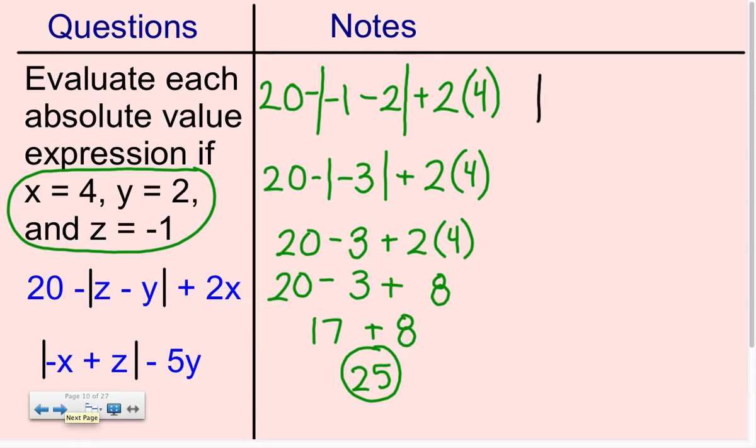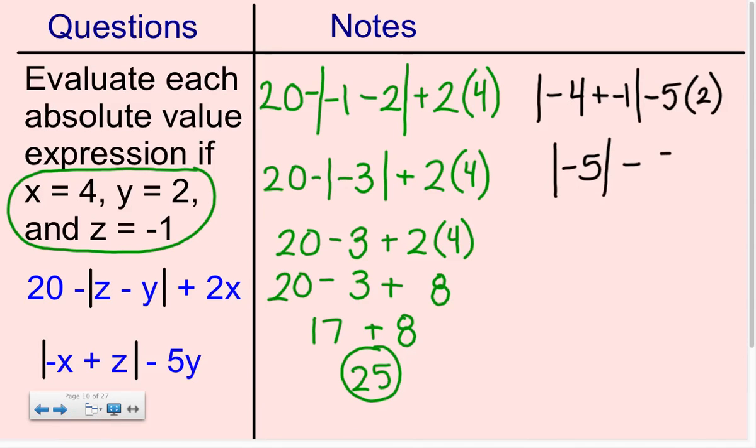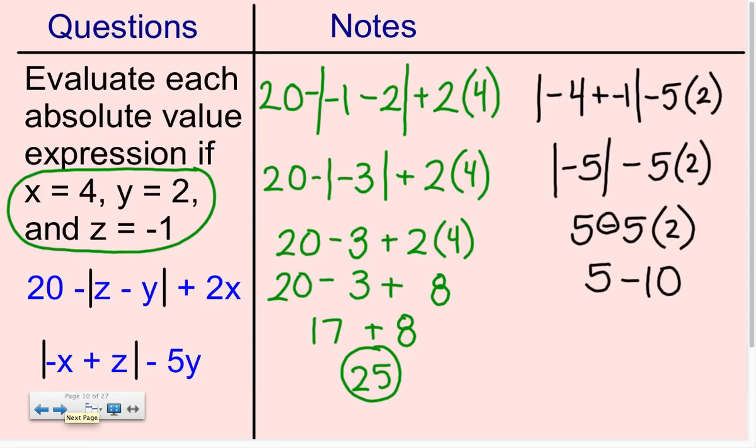Next one, -x, so -4 plus z, which is -1, minus 5 times y, which is 2. All right, inside my absolute value sign, -4 and -1 make -5. The absolute value of -5 is 5. Now I'm left with multiplication and subtraction. So I'm going to multiply. Negative 5 times 2 is negative 10. 5 minus 10 is negative 5.